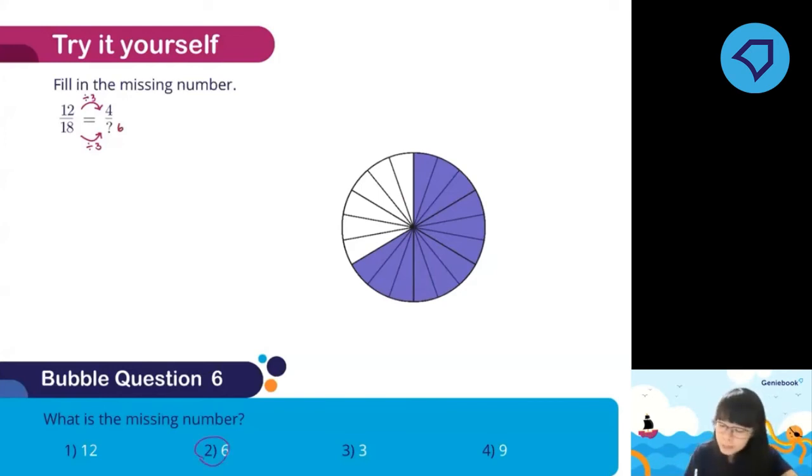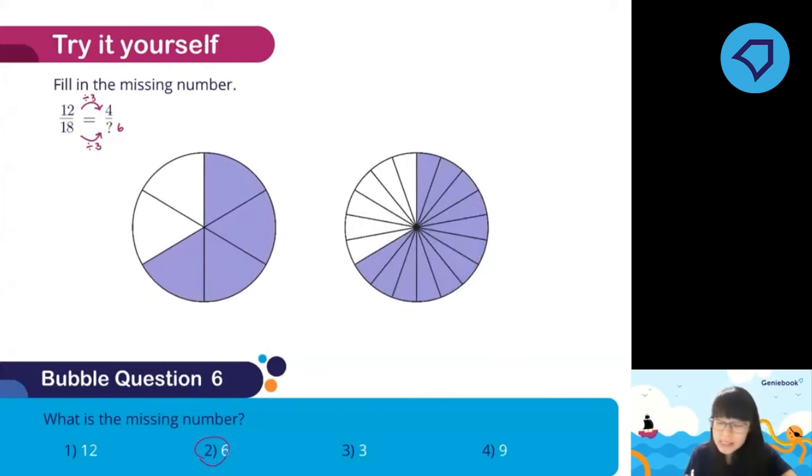And then one of your friends did point out that it is not the simplest form. Do you guys want to give it a try? 4 over 6. What is the simplest form of 4 over 6? 4 and 6 both can be divided by 2. So it should be 2 over 3. Excellent job, guys. Meaning to say, I can actually remove this line and this line over here. Then you realize that it's 2 out of 3 parts that is being shaded. So that's the simplest form.